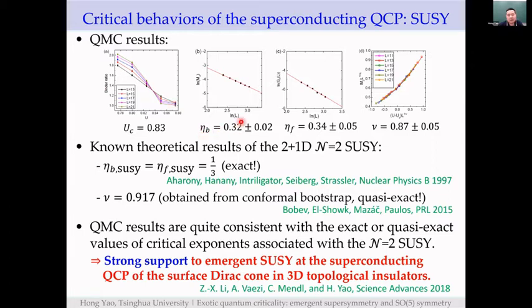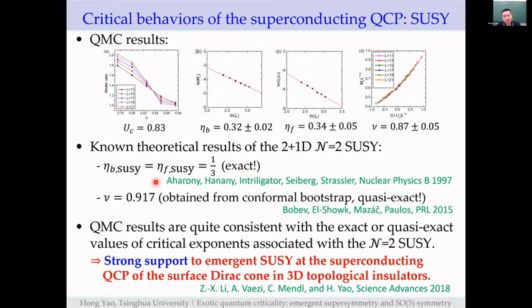Eta B is the anomalous dimension of the boson or the order parameter, and eta F is the anomalous dimension of the fermions, and nu is the correlation length exponent. All these are obtained from quantum Monte Carlo simulation. I won't go into the details of this analysis.